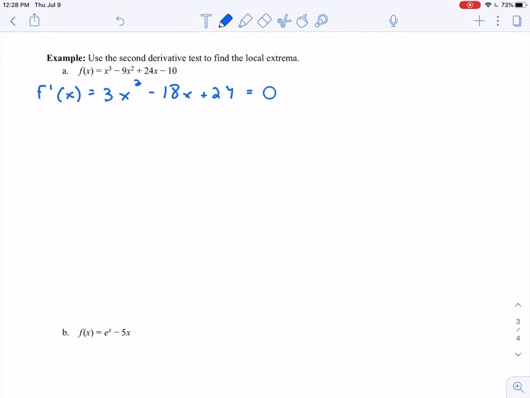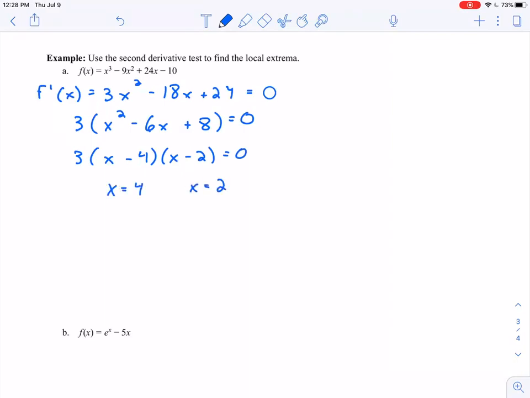Let's see, I have a greatest common factor of 3. So that'll leave me with x squared minus 6x plus 8 is equal to 0. And then I can factor this guy. Let's see, I should have x minus 4 times x minus 2 is equal to 0. So my critical numbers are x equals 4 and x equals 2.